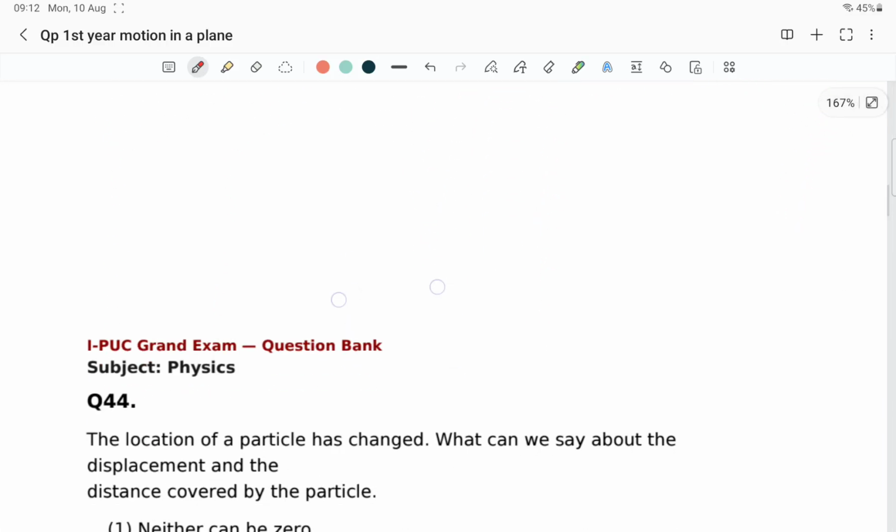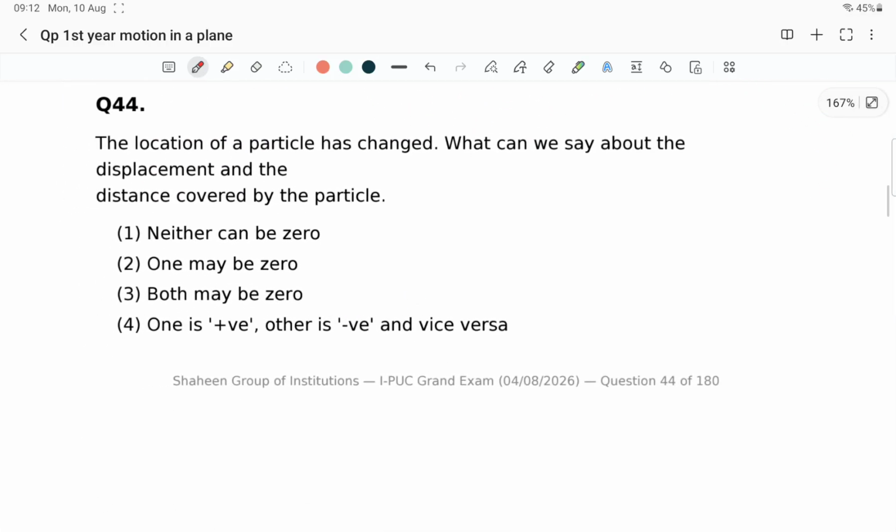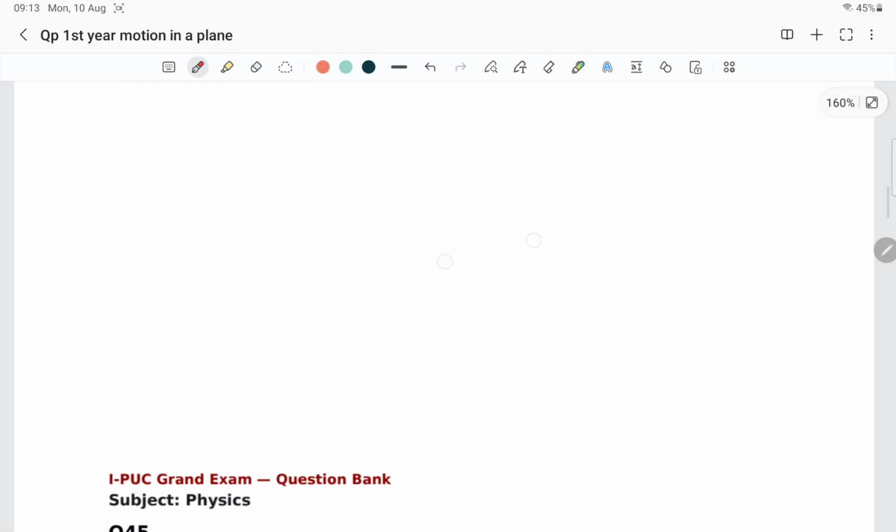Okay, next one. Question: the location of a particle has changed. What can we say about the displacement and distance covered by the particle? If the location has changed, what can we say about displacement and distance covered? So the answer is, one may be 0, we can't tell that. Both may be 0 also, we can't tell. It has only told that the location has changed. So neither can be 0 is the right answer. Neither can be 0. Okay, last one.